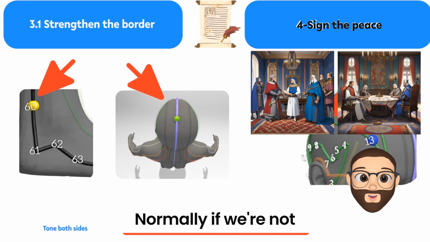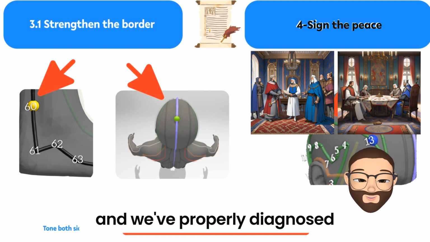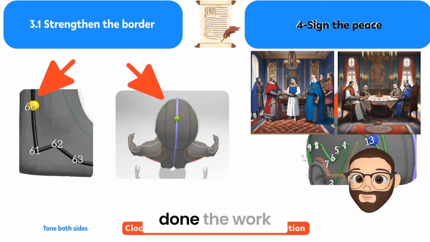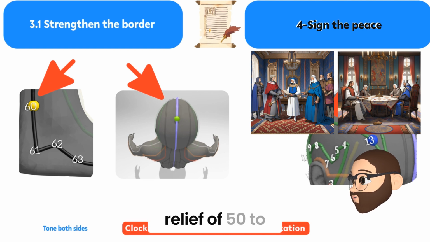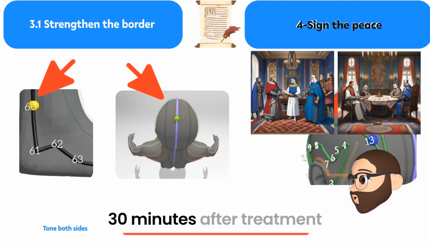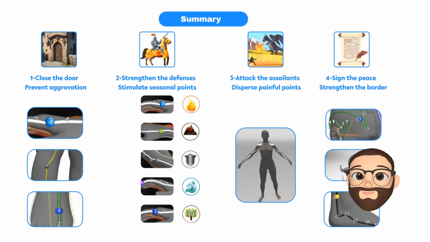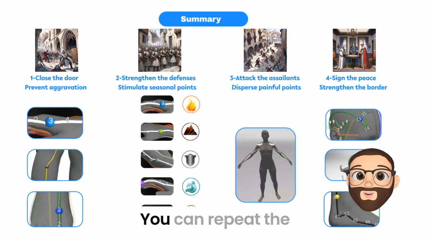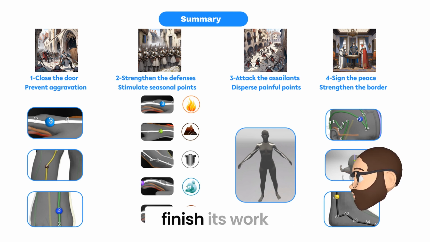Normally, if we're not dealing with a lesion and we've properly diagnosed the meridians involved and done the work well, we should get relief of 50 to 80% in 20 to 30 minutes after treatment. You can repeat the treatment as often as you like in the same day. Just allow a few hours for the previous treatment to finish its work.